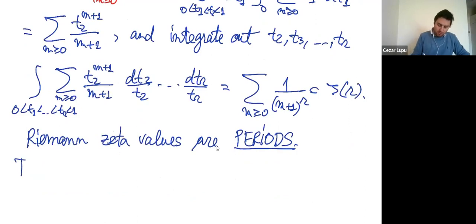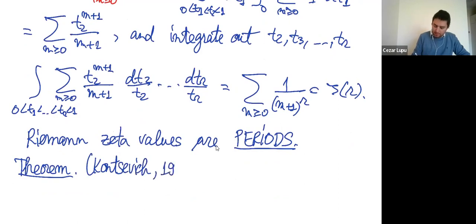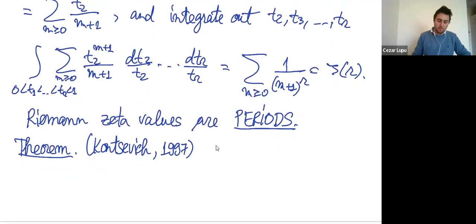So there's a theorem, much more general, by Kontsevich. I think in 97 or 96, I don't recall exactly. He actually observed a much more general phenomenon. In fact, he showed that the multiple zeta values are periods. In fact, let me write it. Are periods.